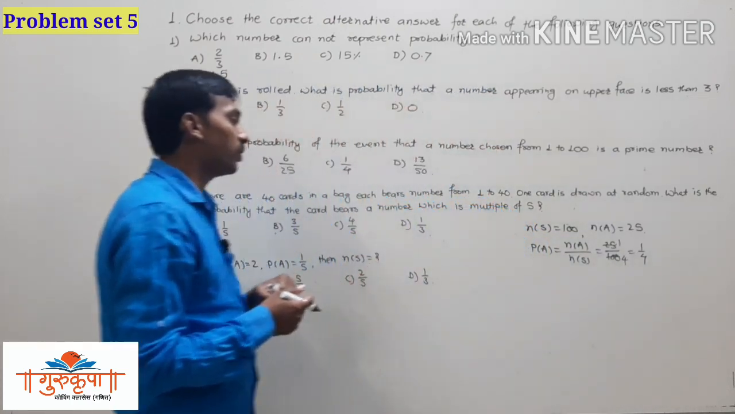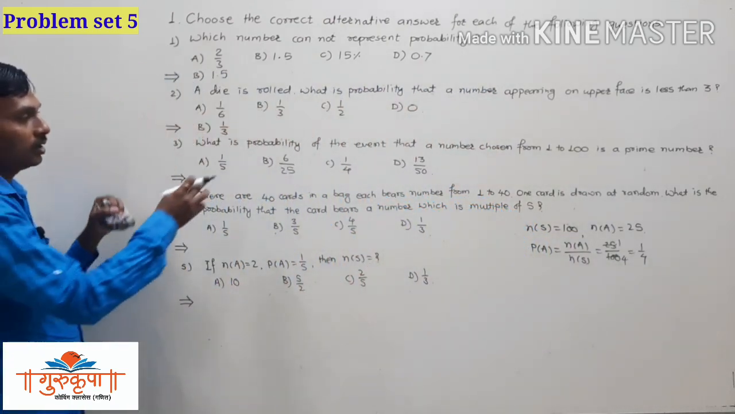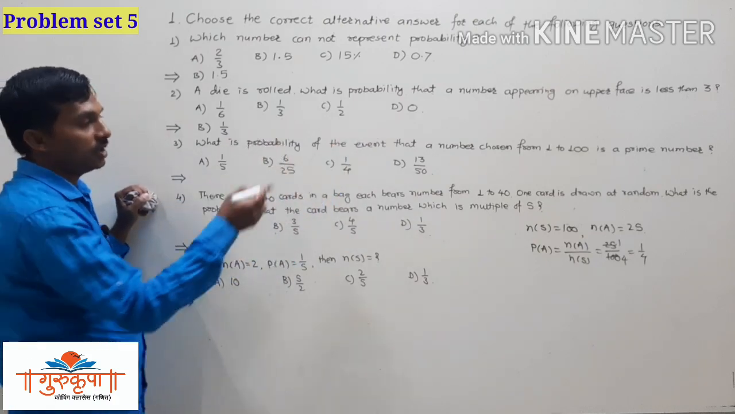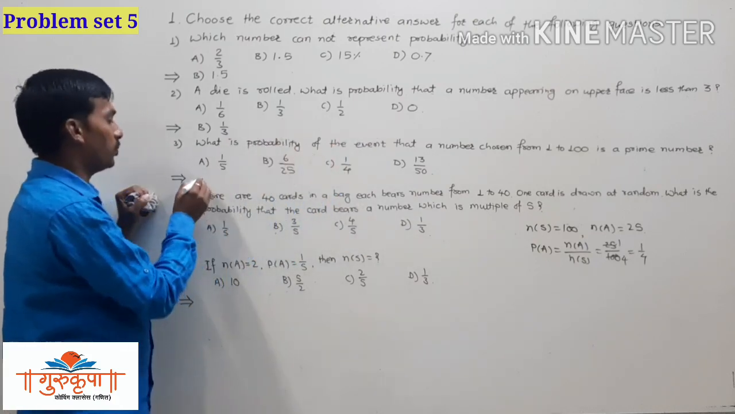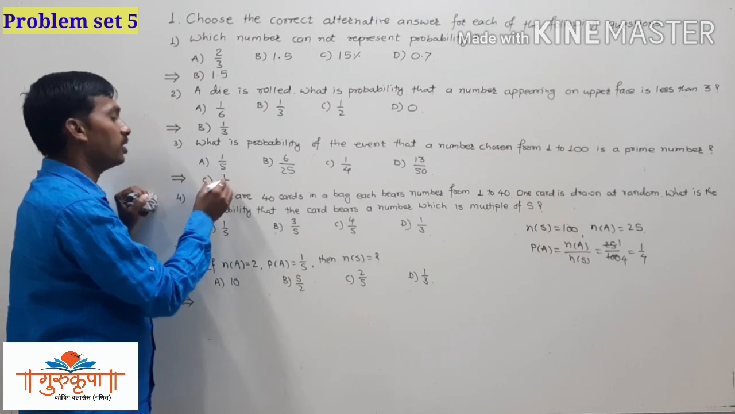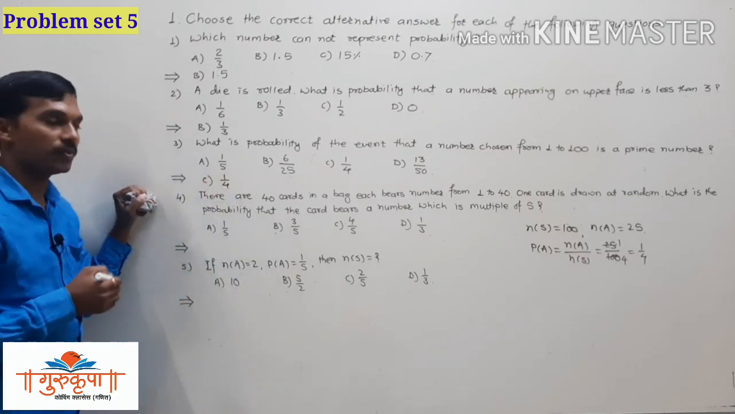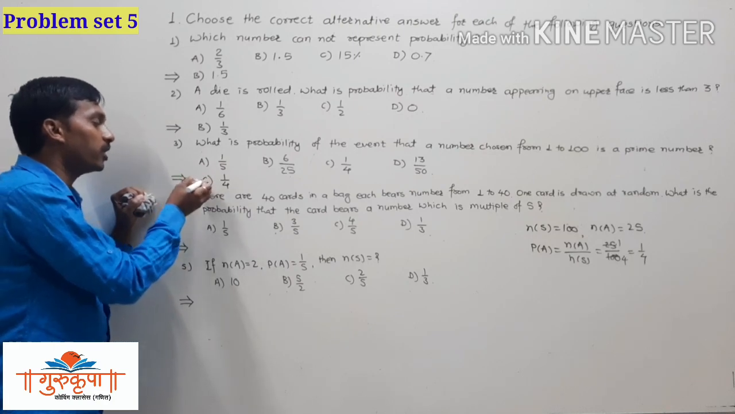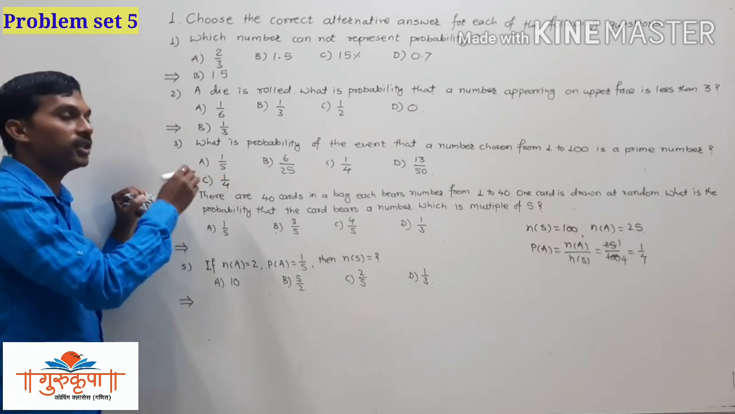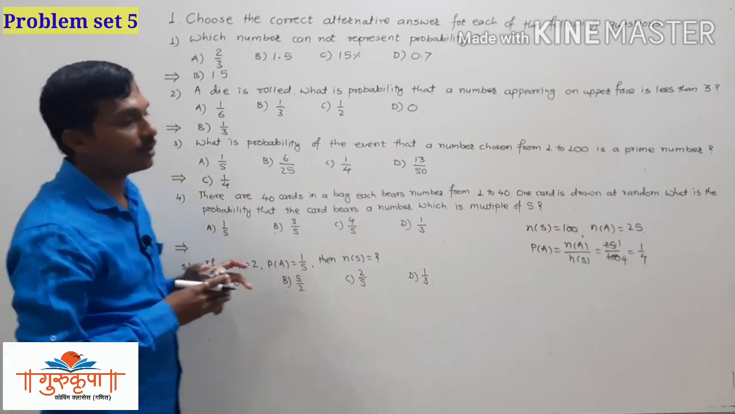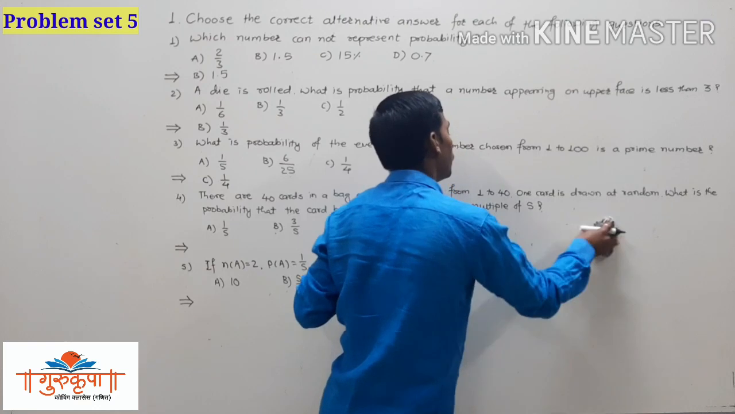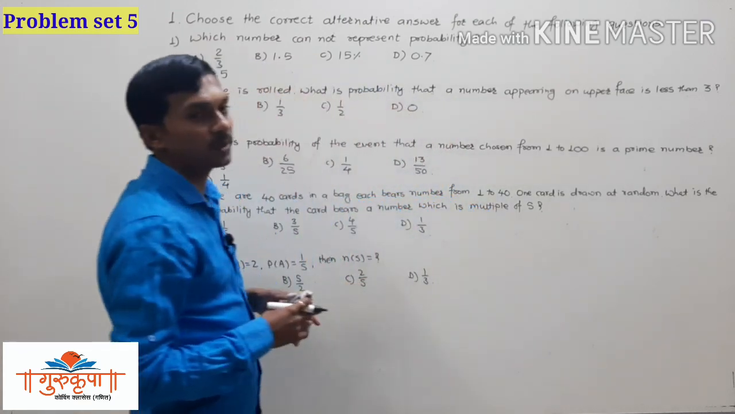The probability of the event that a number chosen from 1 to 100 is a prime number is 1 upon 4, that is option C. So we write the option name and also the answer there: 1 upon 4 is the probability of the event that the number chosen from 1 to 100 is a prime number.